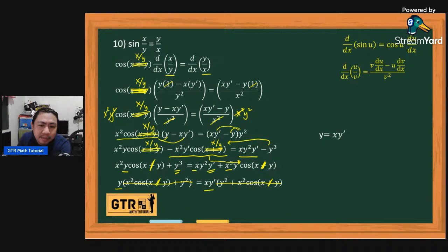Then finally, divide both sides by x. So therefore, the final answer: y prime is equal to y over x. This is the final answer, y over x.